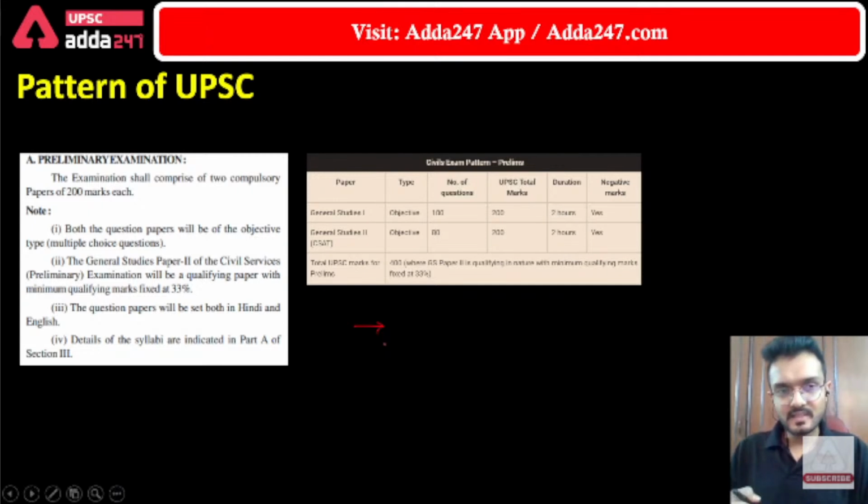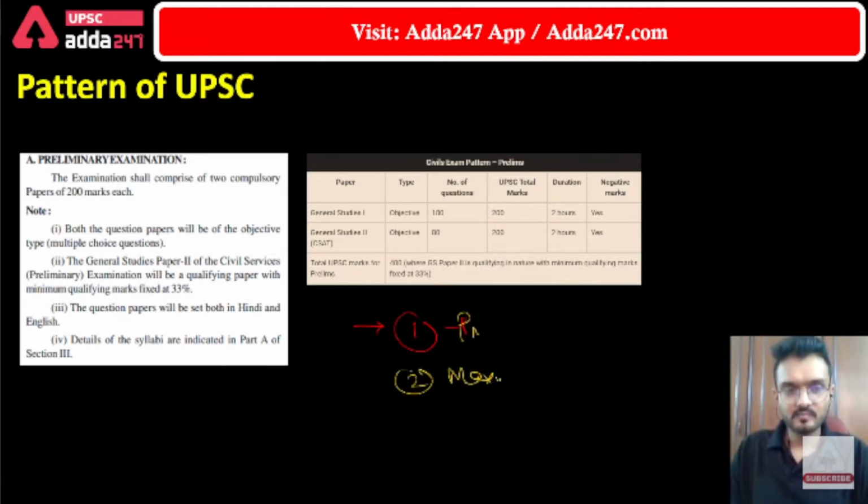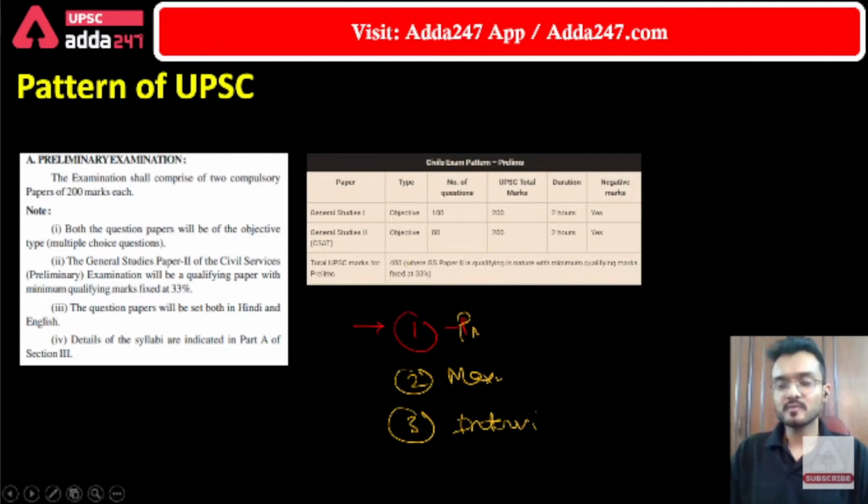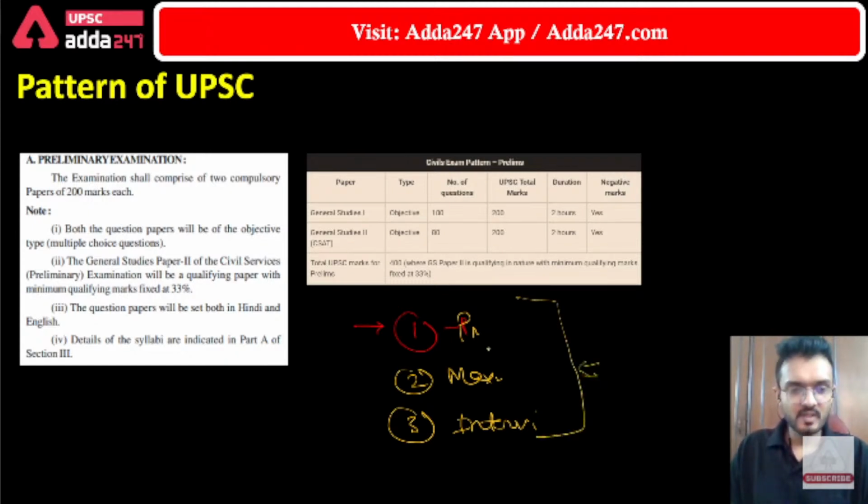The UPSC conducts its examination in 3 stages. The first stage is the preliminary examination. The second stage is the mains examination, and the third stage is the interview. The candidate has to first excel in the prelim examination, and if he clears the prelims then he moves to the mains examination, and if he clears the mains examination then the students will move to the interview. So this is the basic pattern of UPSC. Now let's see the preliminary examination and its syllabus.